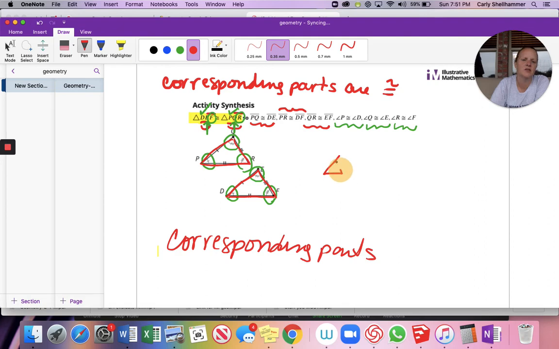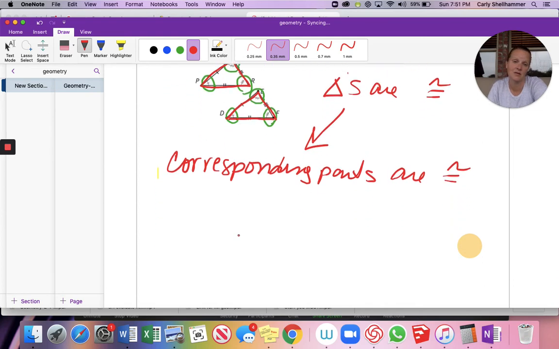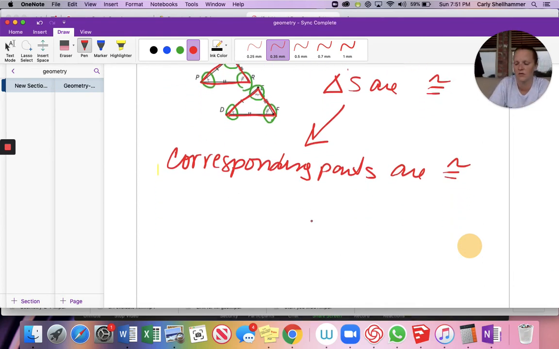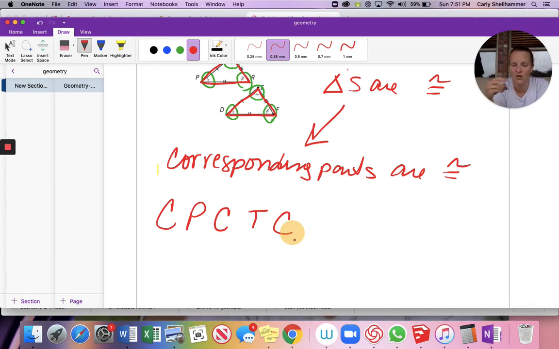Okay, when we say the triangles are congruent, we know that the corresponding parts are congruent. And actually there's a really great acronym that I'm going to use through this whole unit and practically the whole year that says corresponding parts of congruent triangles are congruent. And I will say CPCTC over and over and over again. Corresponding parts of congruent triangles are congruent. Okay, so push pause and write that down. It's important. Okay, moving on.